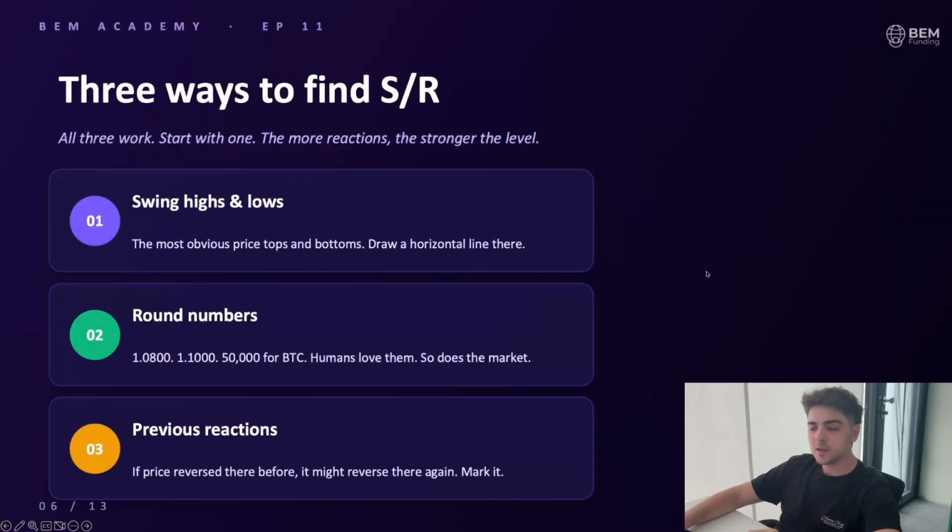There are three ways to find support and resistance. Method 1. Swing highs and swing lows. The most obvious price tops and bottoms. Draw a horizontal line there. Method 2. Round numbers. 1.0800, 1.1000, 50,000 for Bitcoin. Humans love round numbers, so does the market. Method 3. Previous reactions. If price reversed there before, it might reverse there again. The more reactions a level has, the more important it is.